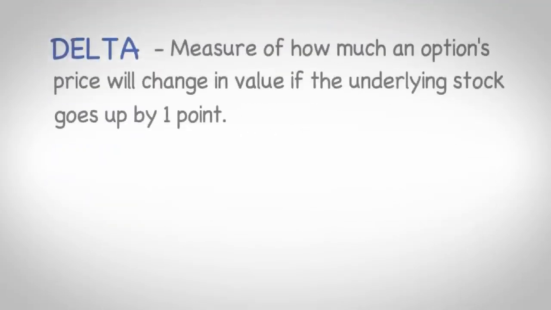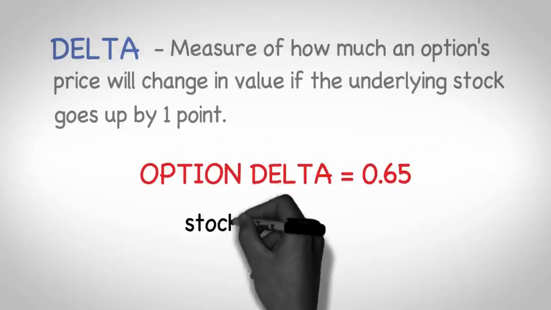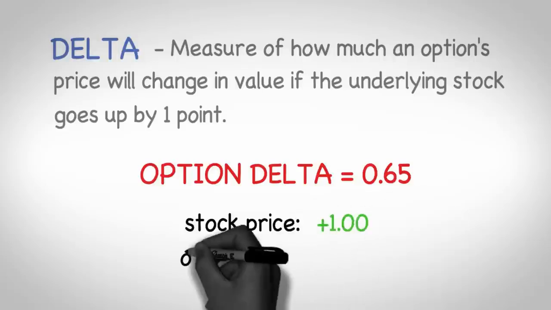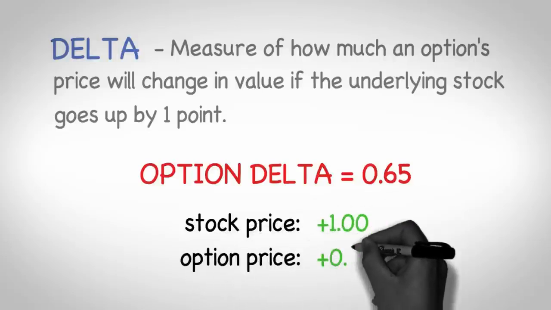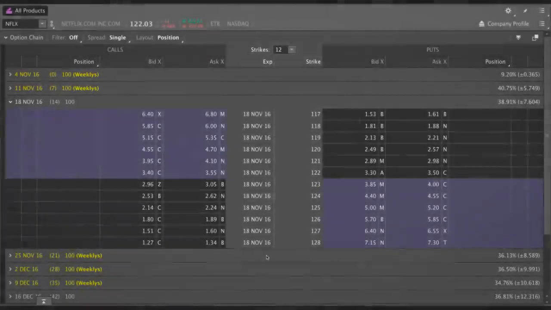Delta is a measure of how much an option's price will change in value if the underlying stock price goes up by 1 point. So if an option has a delta of 65 cents, then that would mean if the stock goes up by 1 point, then the option contract will go up by 65 cents. And actually, let me just show you a real example.